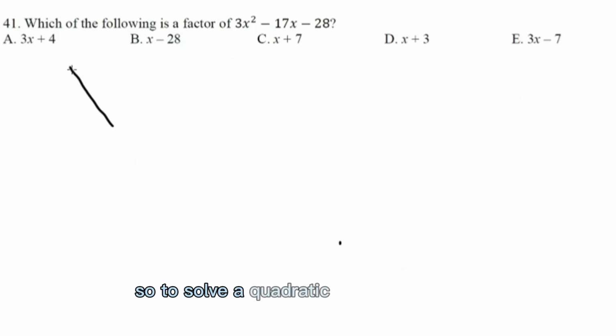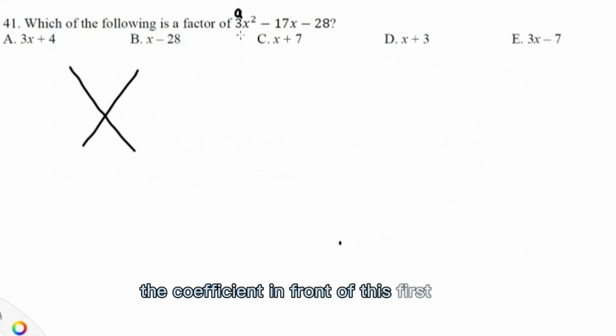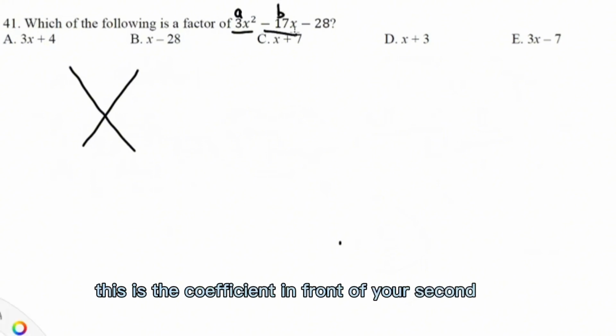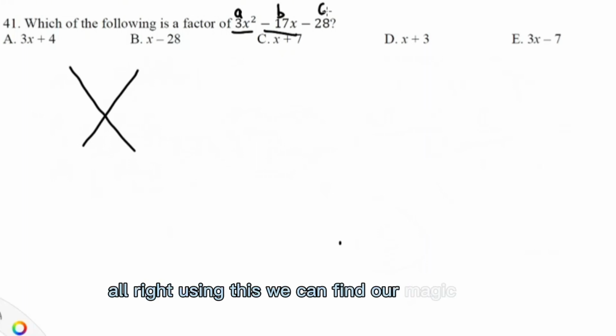So to solve a quadratic equation like this, you need to do two things. First, you need to know what the values are. So this is your a value, the coefficient in front of this first term. This is your b value, the coefficient in front of your second term. And this is your c value, which is just your third term. Alright, using this, we can find our magic cross.